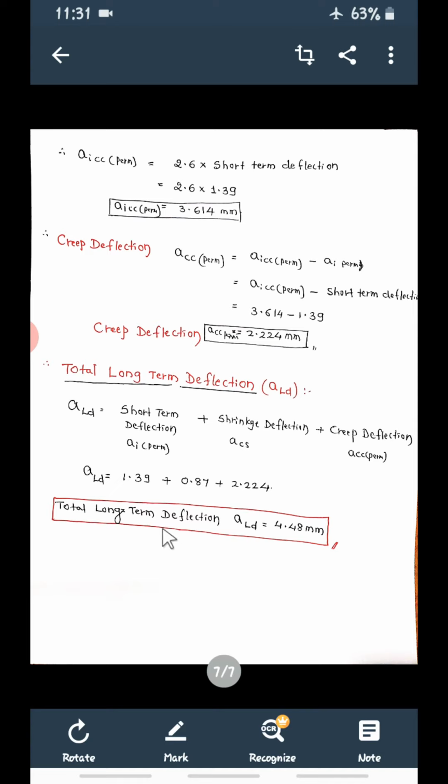This is the second quantity what they have asked. First is short term deflection, then long term deflection, which will be the addition of these three. So first we will calculate this, then these two will be calculated separately, add all the three, and we get total long term deflection.